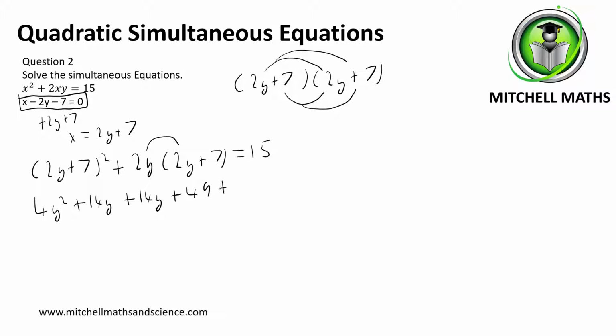2y times 2y again is plus 4y squared. And 2y times 7 is 14y, equals 15. I'll combine the y squareds. I've got two 4y squareds, which will add together to make 8y squared. I have three 14y's, which will add together to give me plus 42y. I'm going to minus the 15 off this side. 49 take away 15 is plus 34.